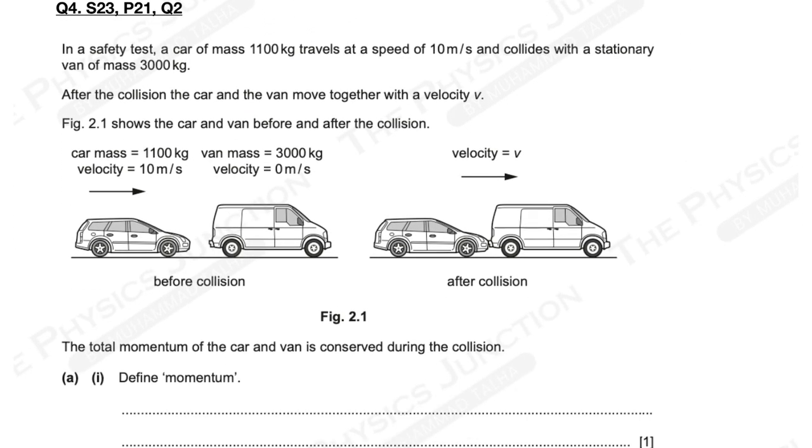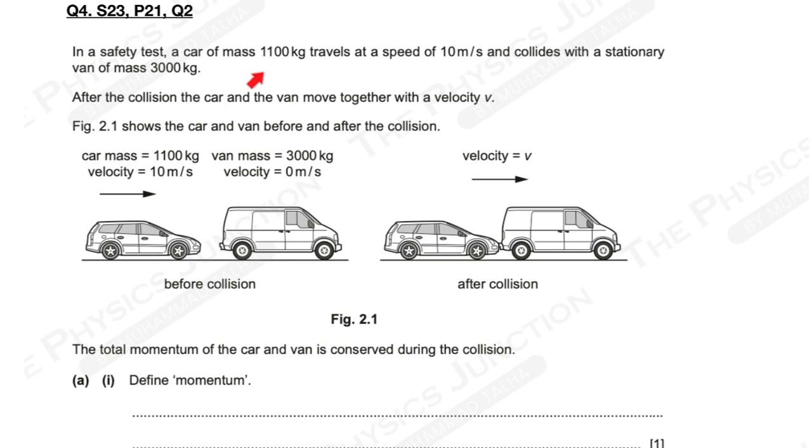Question number 4. So in a safety test, a car of mass 1100 kg is traveling at a speed of 10, collides with a stationary van of mass 3000 kg. After the collision, the car and the van move together, so they stick, with a velocity v. 2.1 shows the car and van before and after. Total momentum is conserved. We know this for a fact.